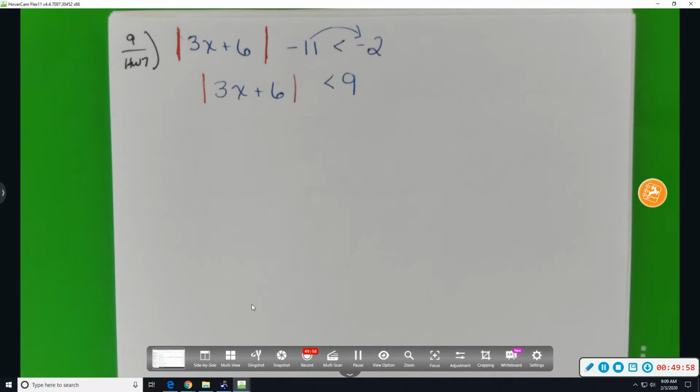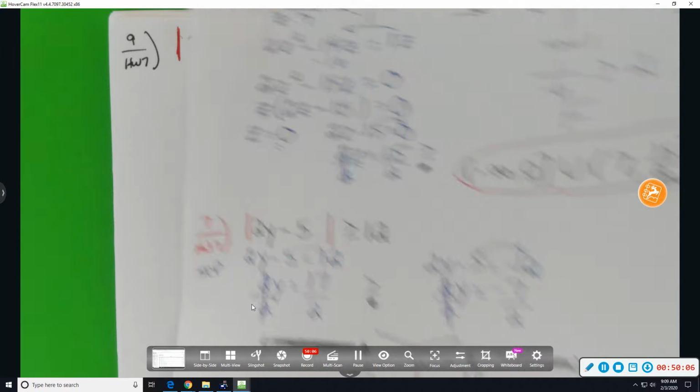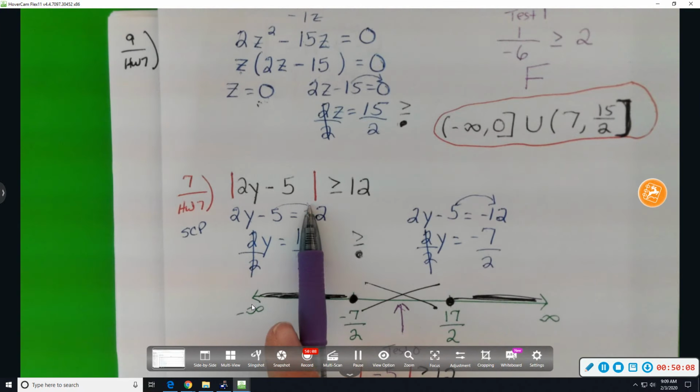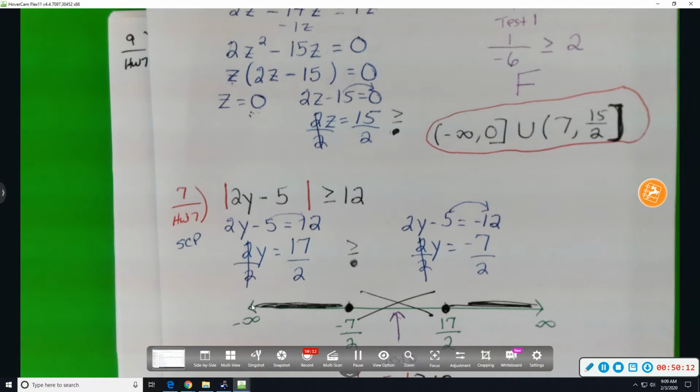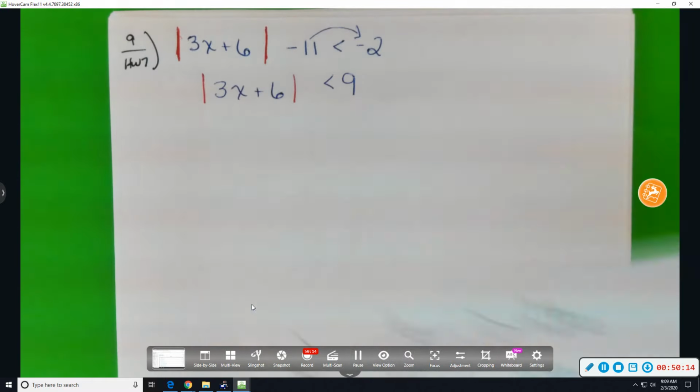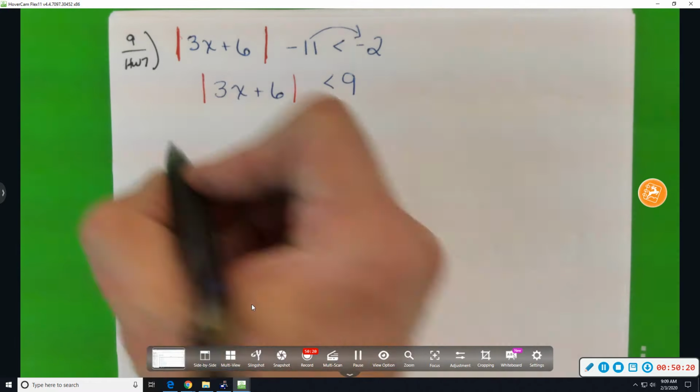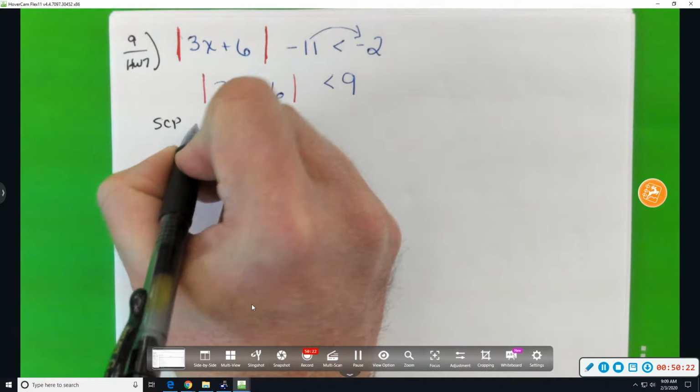Well, at this point, have we made that problem be basically the same thing as this one over here? Yeah, it's absolute value with a less than or greater than. So are we ready to do equal positive, equal negative? Yeah, that's how you find the solution cut points. Go equal positive 9 and equal negative 9.